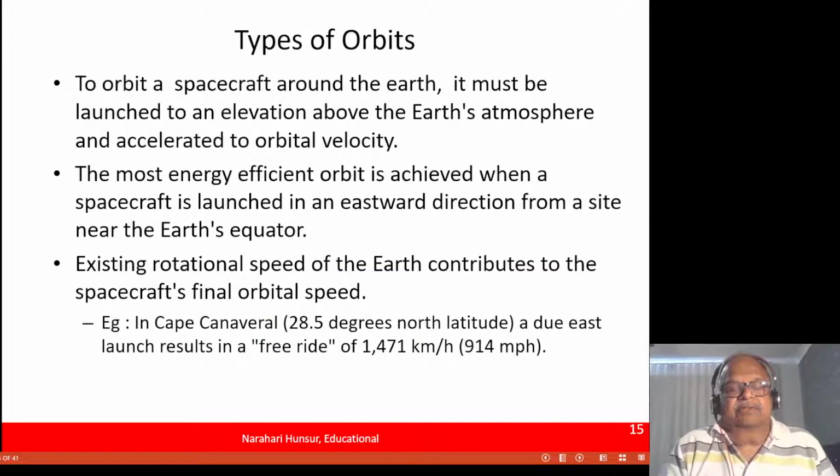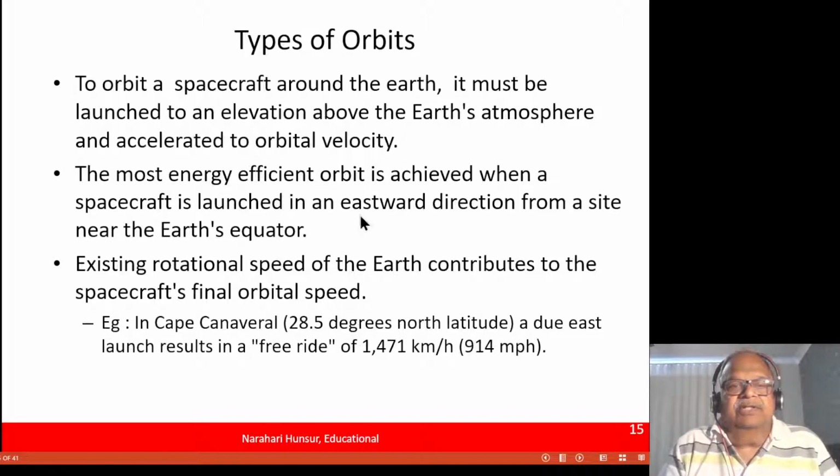And also, let's talk about types of orbit. As I said, to orbit a spacecraft around the Earth, it must be launched at an elevation above the Earth's atmosphere so that the drag doesn't slow it down. You want to take it at least 150 kilometers above the Earth's surface, where the atmospheric condition is almost vacuum. There'll of course still be residual gases and all that. So anything above that, you can achieve orbit.